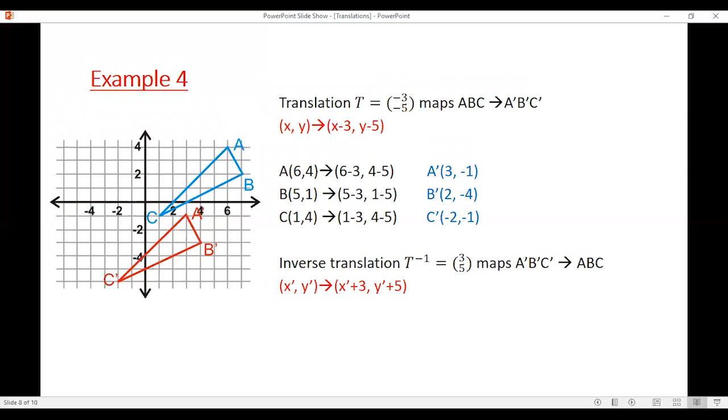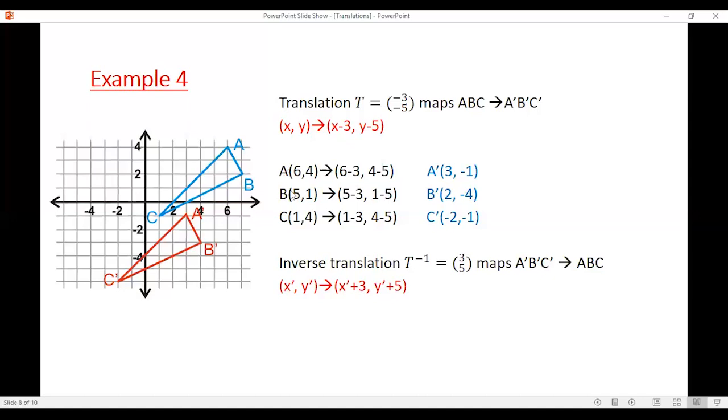Example 4. Is given the translation T with coordinates minus 3, minus 5. This translation maps triangle ABC into triangle A prime, B prime, C prime, where all the x, y coordinates become x minus 3, y minus 5. Let's see the operations done.